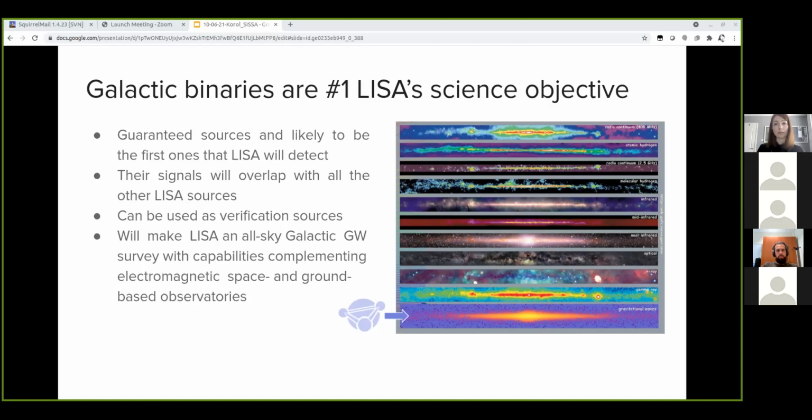Then, being monochromatic and very loud, they can be used for calibration and verification of the LISA instrument. And finally, because of the unique science that they will provide to us. And just as one example that I will be focusing on in this talk is the fact that they will make LISA an all-sky galactic gravitational wave survey with capabilities complementing existing electromagnetic space-based and ground-based observatories.